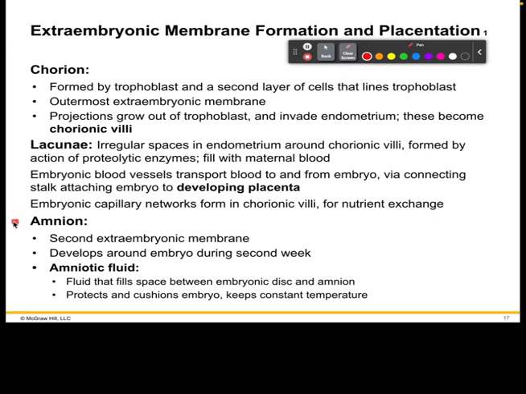The next structure is the amnion, and this is going to be the second extraembryonic membrane, and it's going to develop around the embryo during the second week. One of the components is the amniotic fluid, and this fluid is going to fill the space between the embryonic disc and the amnion. And this is going to protect and cushion the embryo, as well as maintain a constant temperature throughout the pregnancy. So again, these membranes and these tissues that are being formed are extremely important accessory components to make sure that the embryo is able to fully develop.